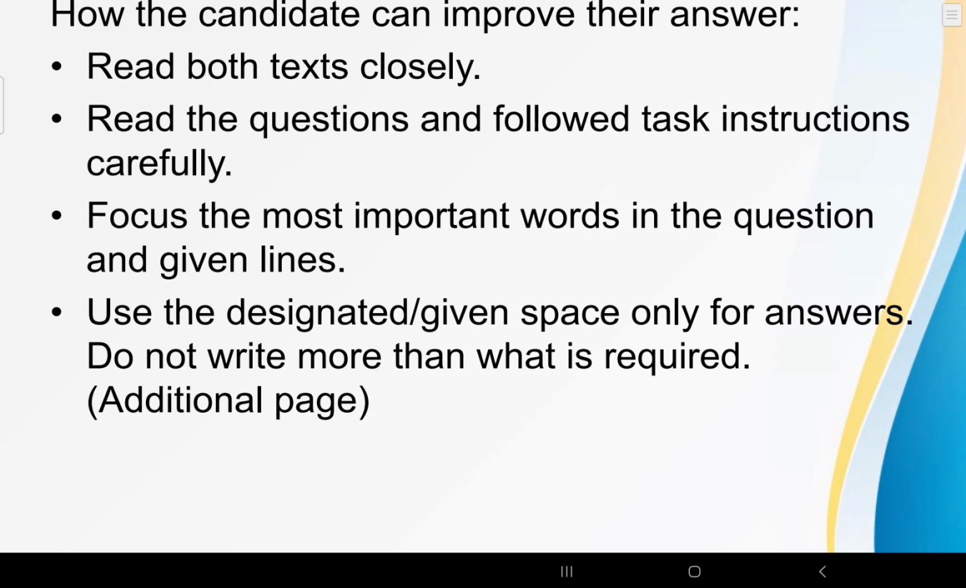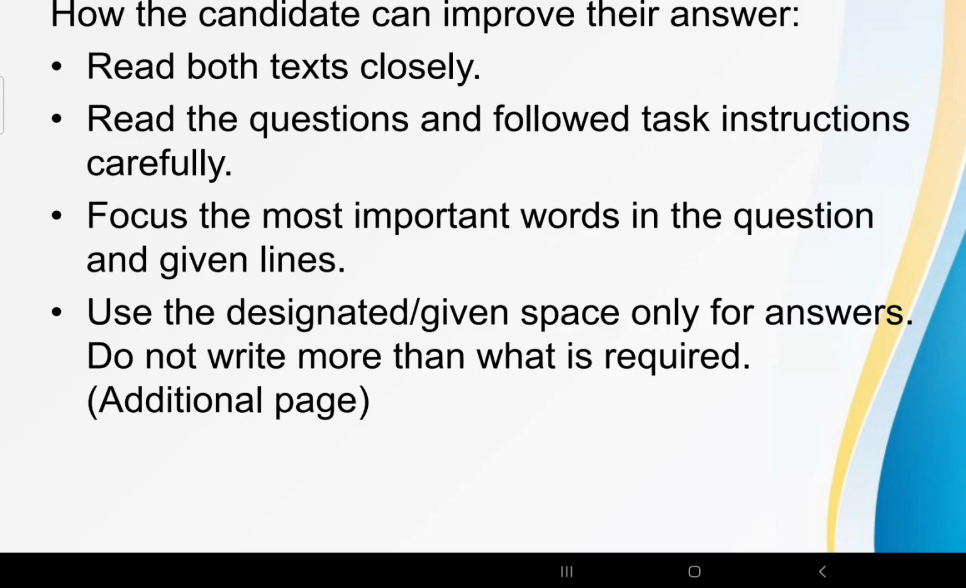Then there are a few more things, like focus on the most important words in the question and given lines, and use the designated and given space only for answers. Do not write more than what is required, and please keep in mind that you are going to use the given space only. If there are 2 lines, only use those lines. There's no need to write something in the blank spaces on both sides of your paper. You just have to write your answer in the space that is given. They have designed that paper, and they know that this answer needs this much space. So try to fit your answer in that given space, and do not write more than what is required.